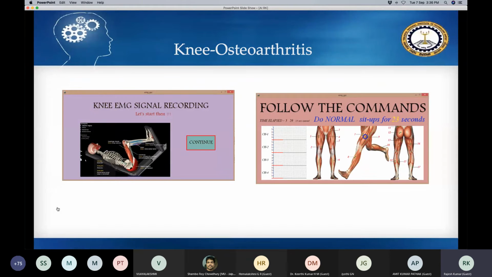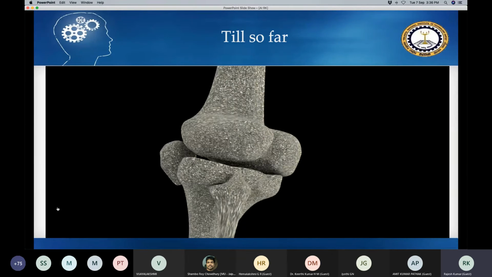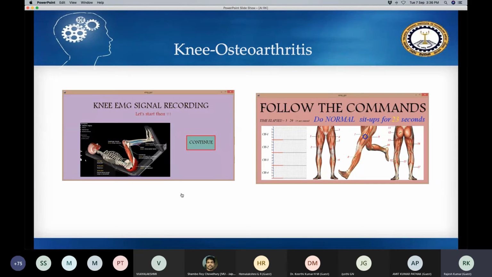This one is a work currently going on, basically to analyze osteoarthritis without going for scans, I mean X-ray scans, and then try to develop an equivalent 3D model so that the doctor can analyze that.